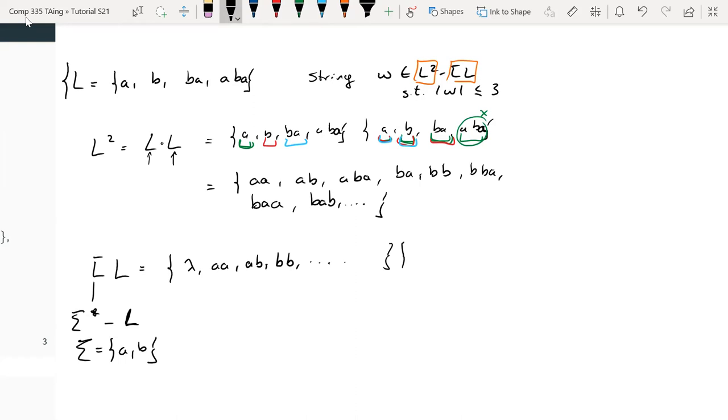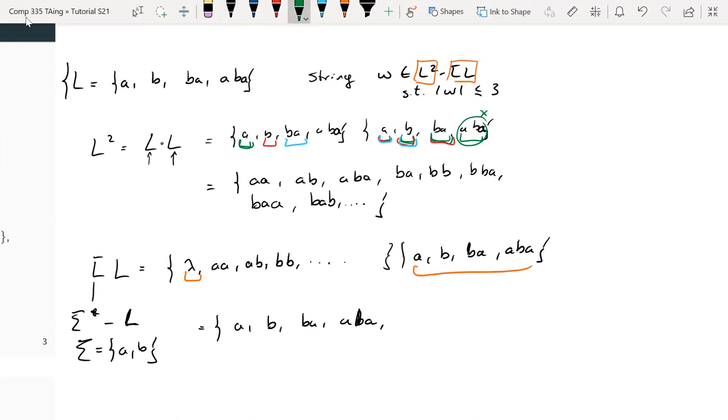And I'm going to concatenate that with L. So that's going to be A, B, B, A, and A, B, A, right? So then the concatenation: I'm going to take lambda, and lambda concatenated with each of these is going to give me each of these. And each of these are strings of length three. So I'm going to actually write all of them: A, B, B, A, and A, B, A.